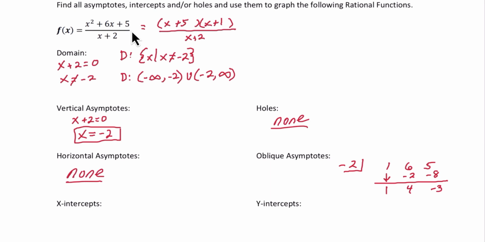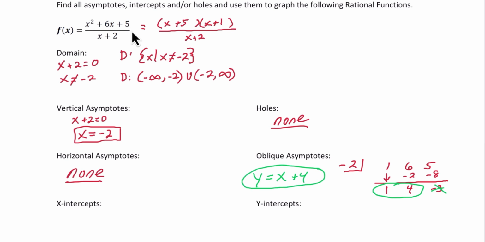Notice in this example, we got -3 as a remainder. In the past, we always wanted a 0 remainder, but that was when we were finding zeros. In this case, we're finding the oblique or slant asymptote. We're actually going to ignore the remainder. It doesn't affect the oblique asymptote. We're going to focus on these two numbers. Those are the coefficients that we use to set up the slant asymptote. We just need to write it as y equals 1x, or just x, plus 4. And this is the oblique asymptote.